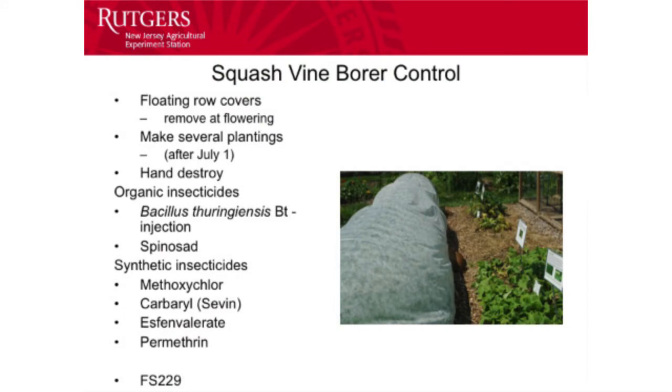So if we're going to implement something like floating row covers, typically we are removing that at flowering. So it will protect the crop early on, but then once we have flowers, we need insects in there to pollinate. The other idea is to make several plantings of zucchini.